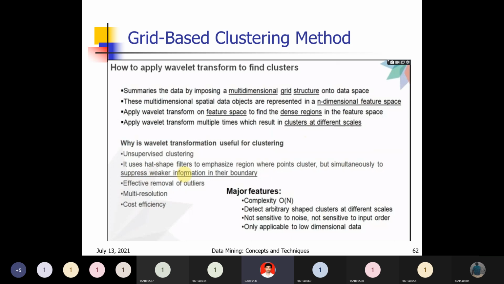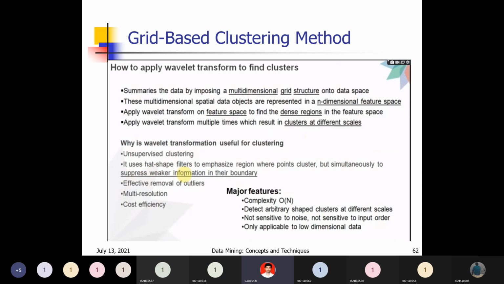Why is wavelet transformation useful for clustering? How this wavelet transformation principle is applied to clustering, you have already seen. Above are the steps to apply wavelet transform to form the clusters. Then why is it useful? This wavelet transform is useful for clustering because it is also unsupervised clustering.